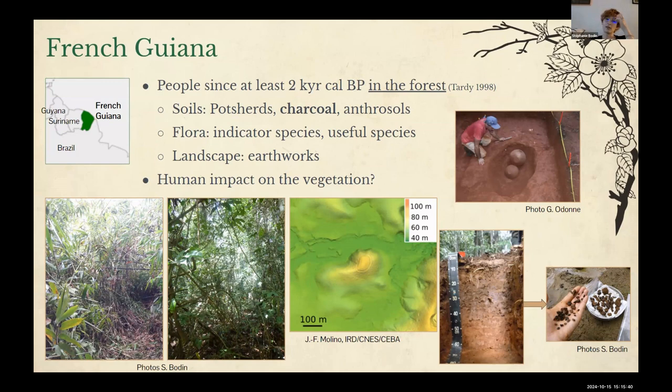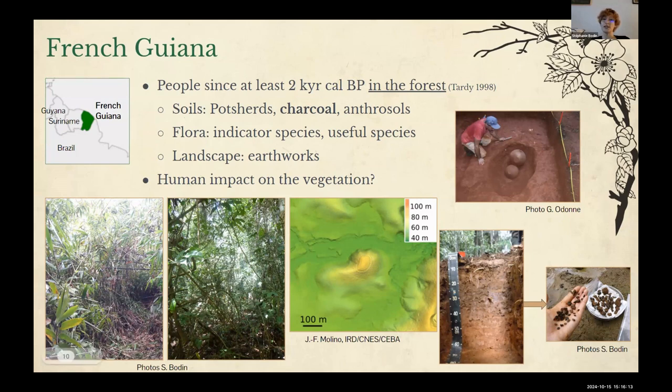So you can see the human presence in the soil and also in the flora. In the forest, botanists can recognize indicator species, useful species with edible fruit, for example. And in the landscape, there are a lot of earthworks in French Guiana. For example, here you have a LiDAR image, where you can see a ditch around a hilltop. During my PhD, we were investigating all these things to better understand the human impact on the forests of French Guiana.